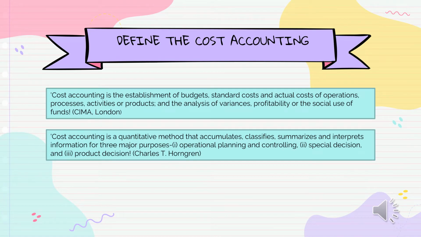Now, let me tell you about defining cost accounting. Cost accounting is the establishment of budget, standard cost and actual cost of operations, processes, activities and products, and the analysis of variances, profitability and the social use of funds, CIMA standard. Cost accounting is a quantitative method that accumulates, classifies, summarizes, and interprets information for three major purposes: 1. Operation planning and controlling. 2. Special decision. And 3. Product decision. Charles T. Horngren.